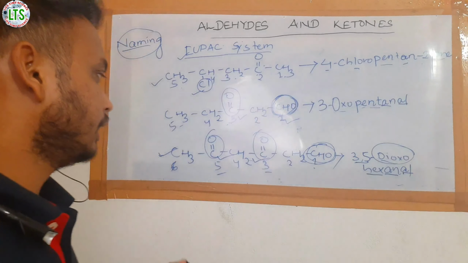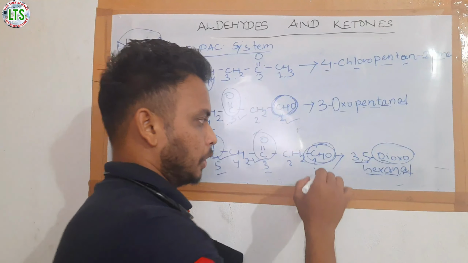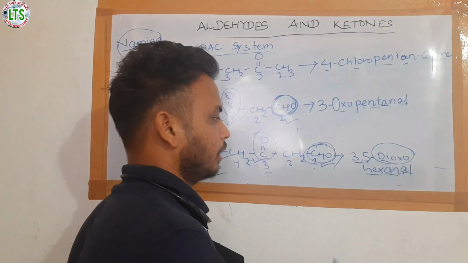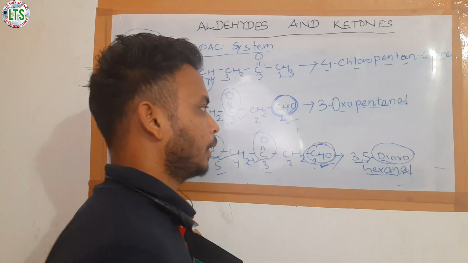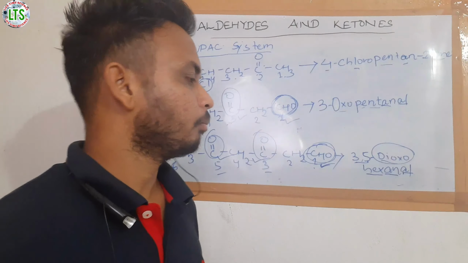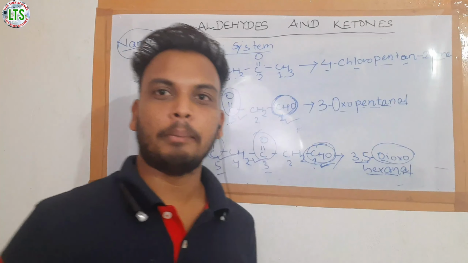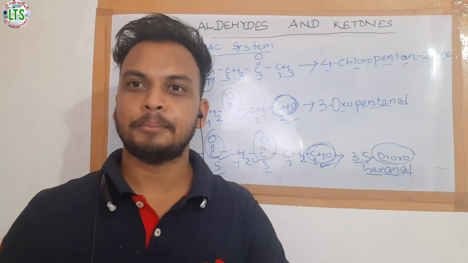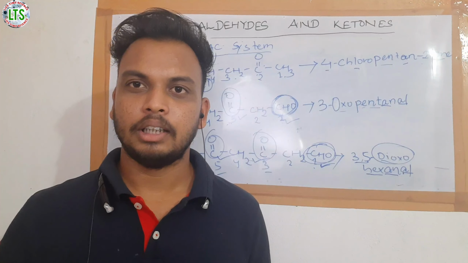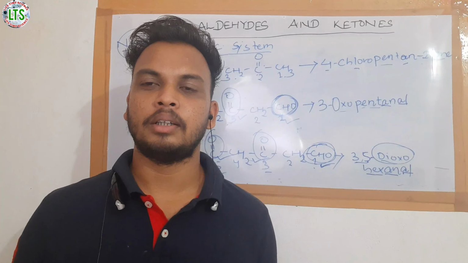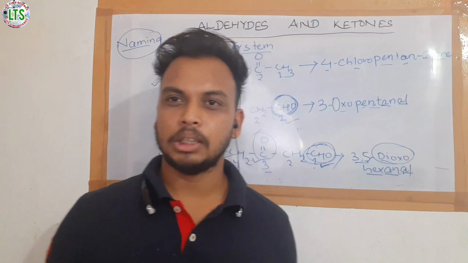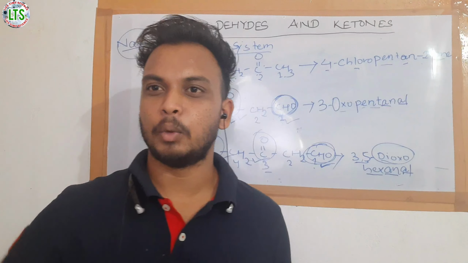It is not necessary to put the location of the CHO group because it is present in the carbon number 1 position. That's all. This is all about the naming of aldehydes and ketones. Next, we will study about the physical and chemical properties of aldehydes and ketones.